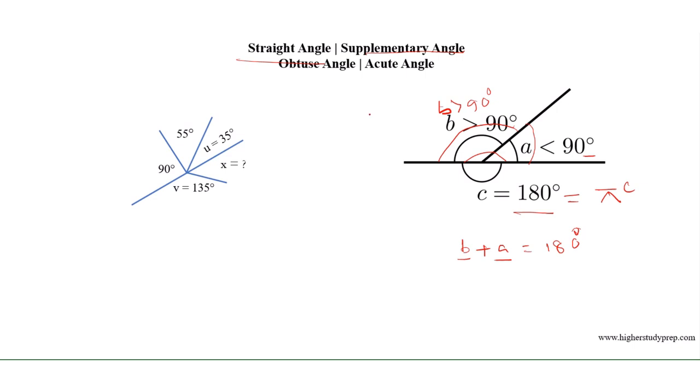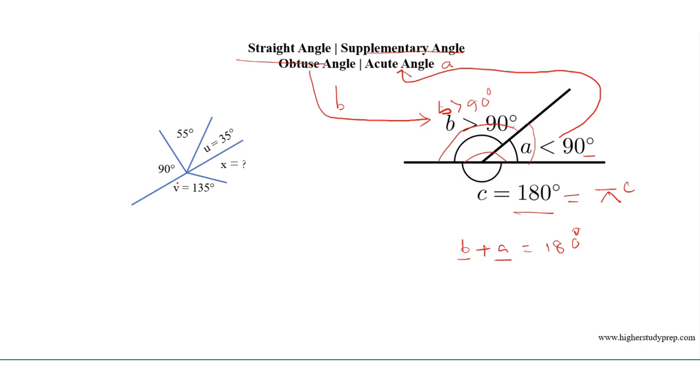An angle which is greater than 90 degrees is defined as an obtuse angle, so B is an obtuse angle. On the other hand, an angle which is less than 90 degrees is defined as an acute angle, so A is an acute angle.